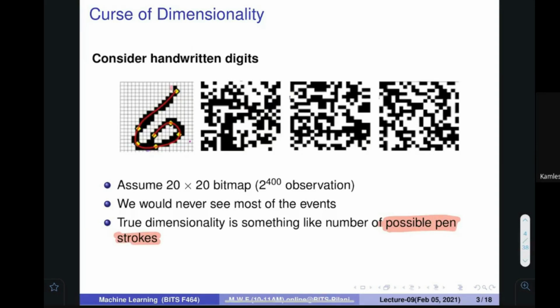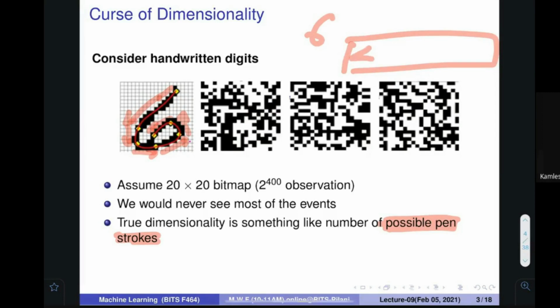So the first pen stroke is from here to here, then here to here, then here to here, then here to here, then here to here, then here to here. 1, 2, 3, 4, 5, 6, 6 pen strokes. So to write a number, how many pen strokes do you need? 10 pen strokes. So the true dimensionality of the data, you can find out in this way.